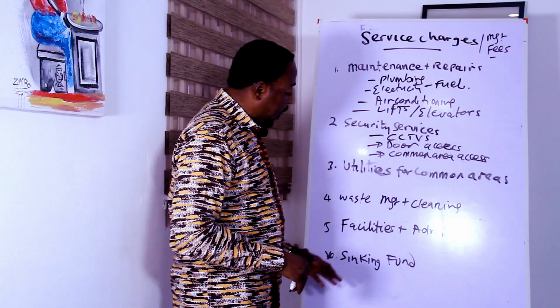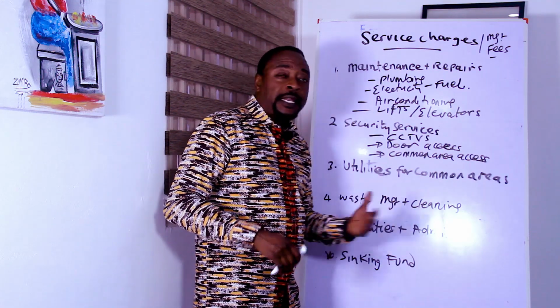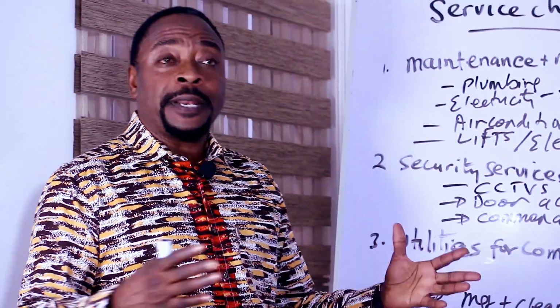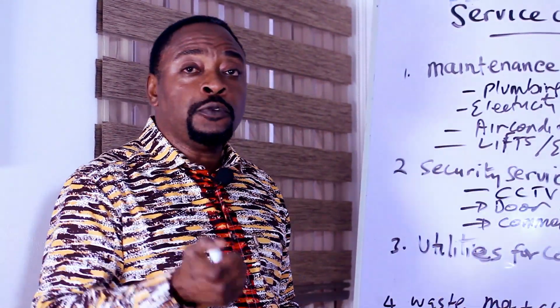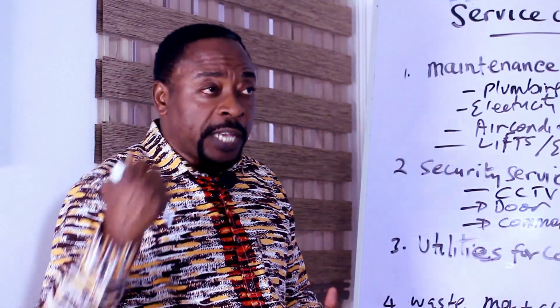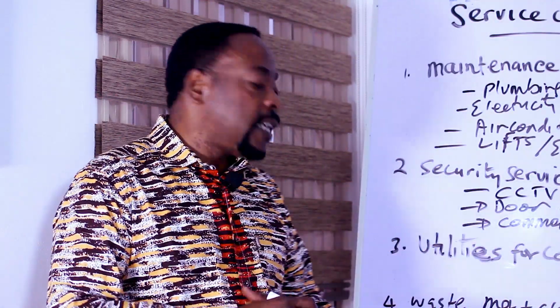The fifth one is facilities and admin. We're talking about the swimming pool, the administration. How is the place run? How many staff are running it? What does the guest have to do when they're checking in, when they're checking out? Do they have to sign something? All of these are things that you need to look at.